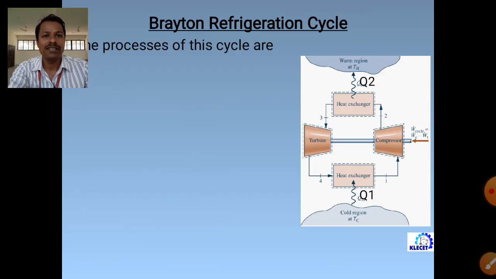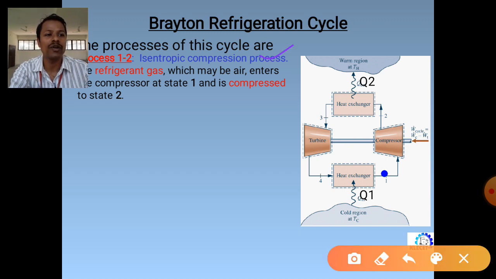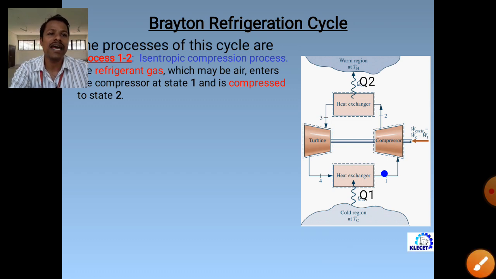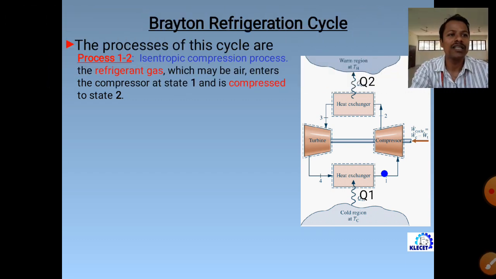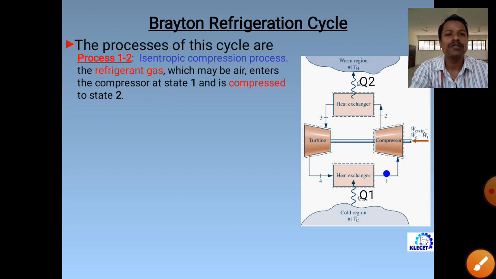See the processes. What are the processes? Just now I told you the processes orally. The first process, 1 to 2, is the isentropic compression process. Here the refrigerant is a gas, which may be air, enters the compressor at state 1 and is compressed to state 2. Next, the process is animated on the screen.